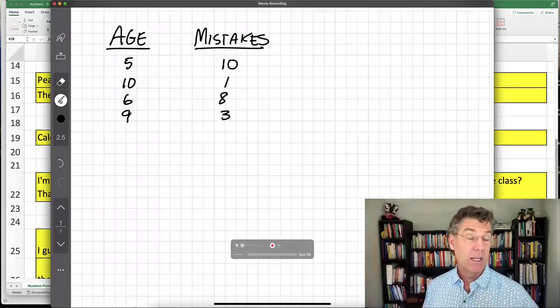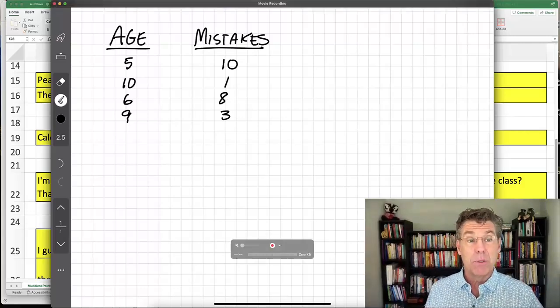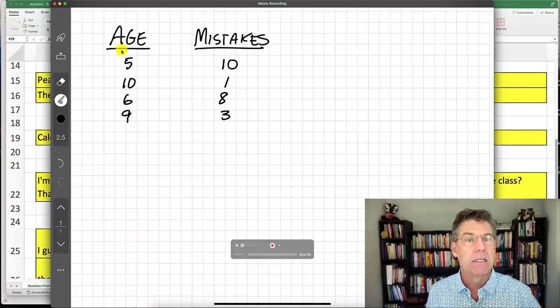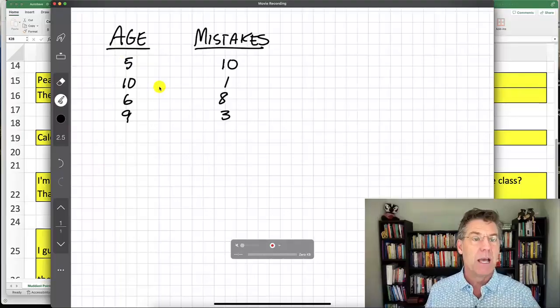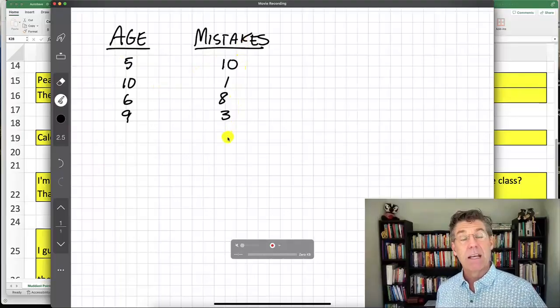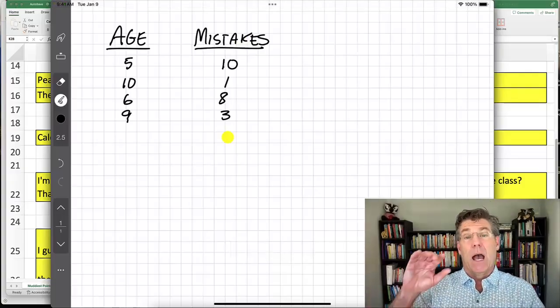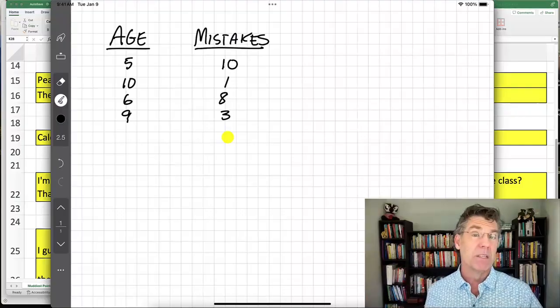So what we're looking at here is just a relationship between these two variables. So we're doing some kind of, maybe it's a conservation task, and we're testing them a bunch of times and counting how many mistakes they make. And so we have their age and mistakes. And so what we want to see now is, is there a correlation between somebody's age and the number of mistakes that they make in a conservation task?